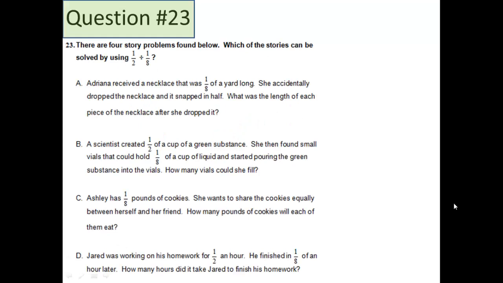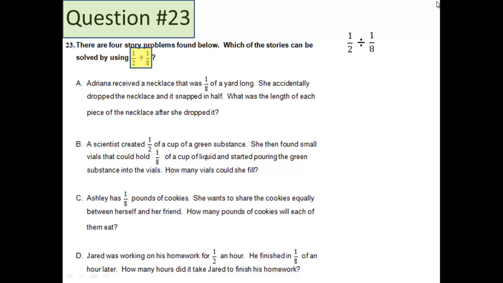Here we go. Whoa! There are 4 story problems found below. Which of the stories can be solved by using 1/2 divided by 1/8? I know you guys don't like these problems, but I actually love them, because before I even read anything, I take that division problem and I just solve it. And that's an easy division problem to solve.